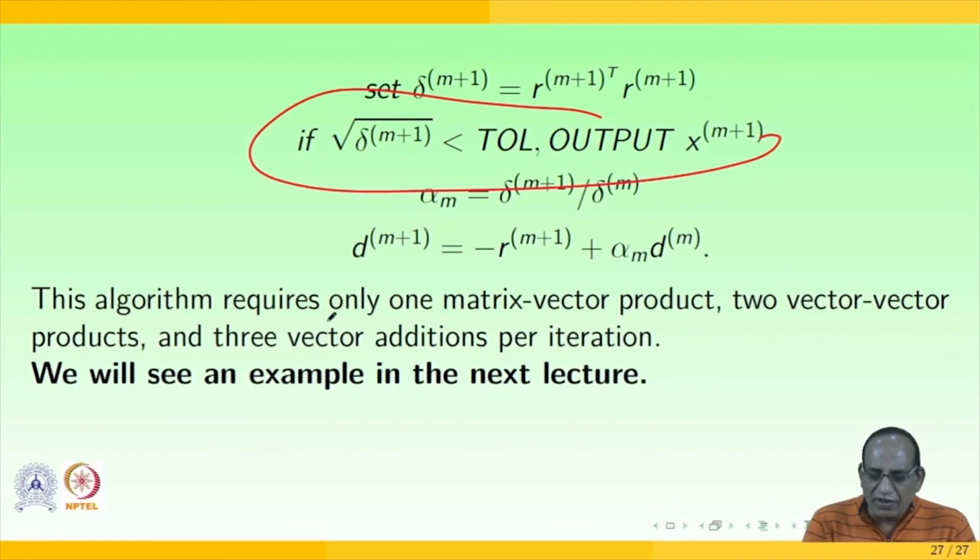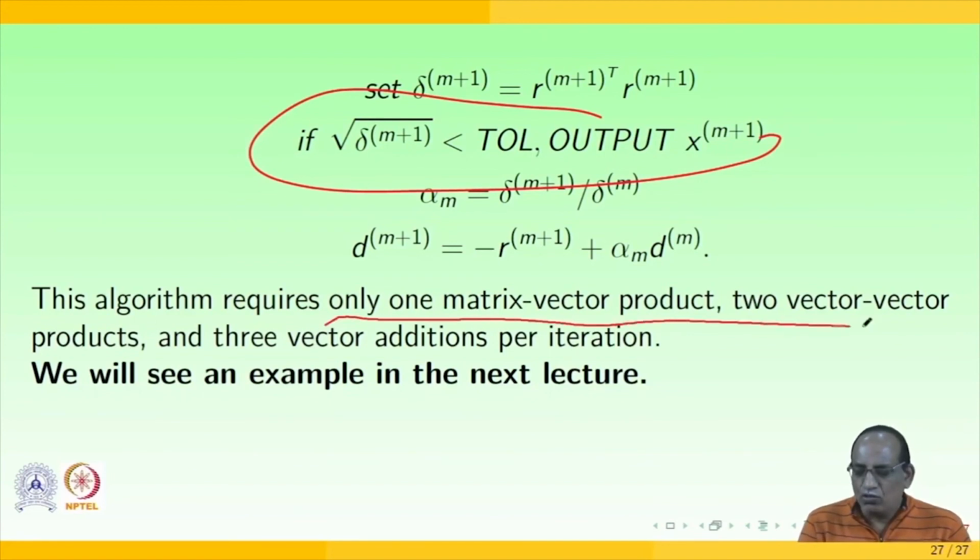So, this algorithm requires only one matrix vector product, two vector products, and three vector additions per iteration. So, the complexity of the algorithm is like this. Therefore, we will see some more examples in the next lecture, and today what we did is some fundamentals and some mathematical calculations related to the conjugate gradient method as an iterative technique.